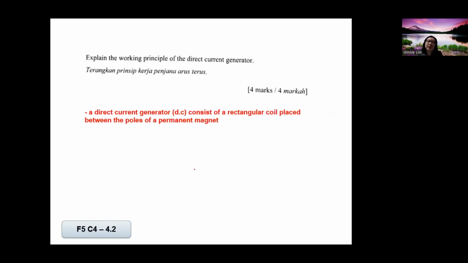So a DC generator consists of what? A rectangular coil placed between the poles of a magnet. Then the coil is connected to the external load via what? A carbon brush that touches the commutator. Or you can just say the coil is connected to the external load via carbon brushes which touch the commutator.